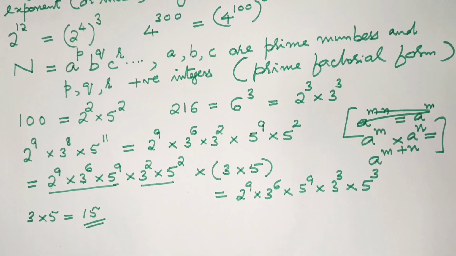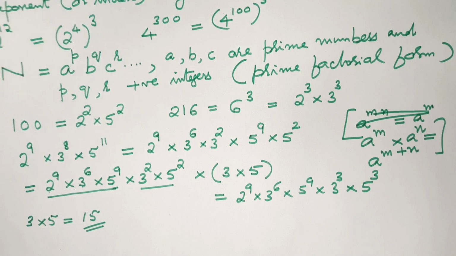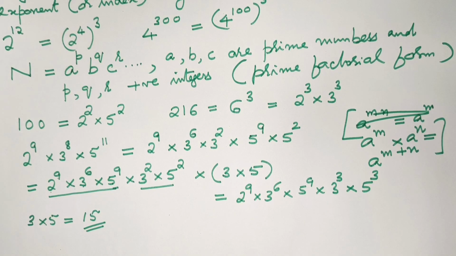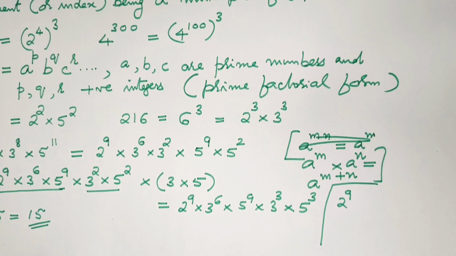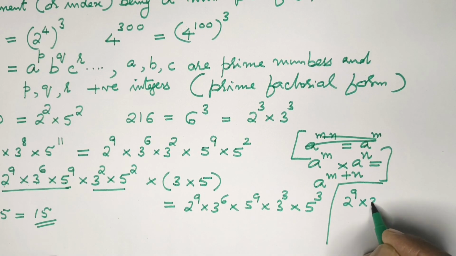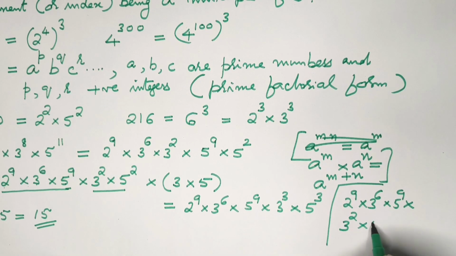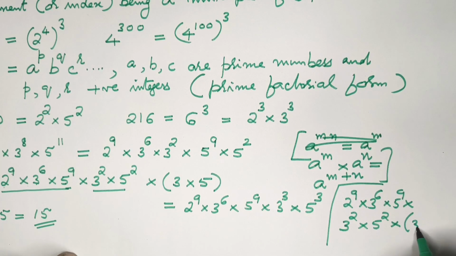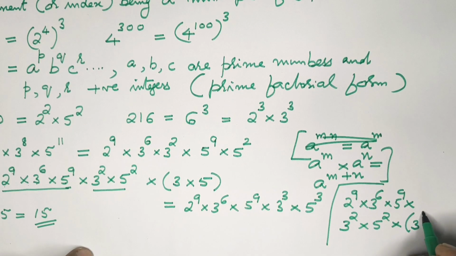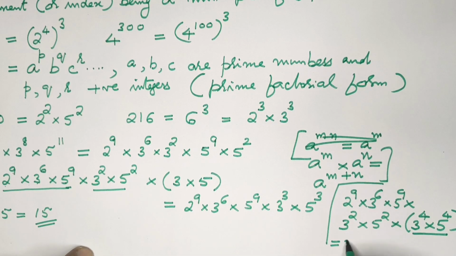See, this is not the only number. I'll show that in the margin. In fact, there are many multipliers, infinitely many multipliers you can find out. The next one I will show you. I'm rewriting this number. 2 power 9, 3 power 6, 5 power 9 multiplied by 3 squared, 5 squared. This is the given number. Let me multiply this with 3 to the power of, say, 4 and 5 to the power of 4. If you take this one, what do you get?